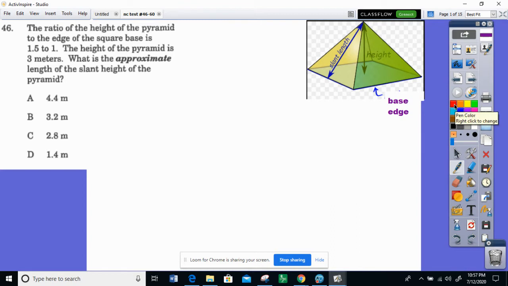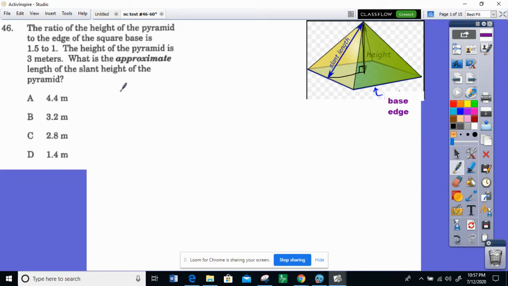Number 46 says the ratio of the height of the pyramid to the edge of the square base is 1.5 to 1. The height of the pyramid is 3 meters. What is the approximate length of the slant height of the pyramid? For this problem, we need to recognize that there is a right triangle formed between the height, half the base edge length, and the slant height. So we're going to put a right angle right there.